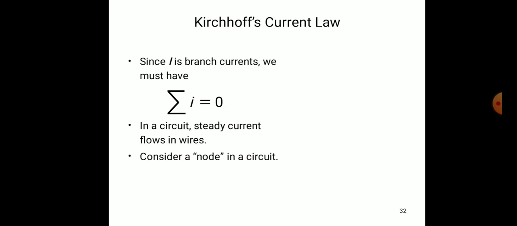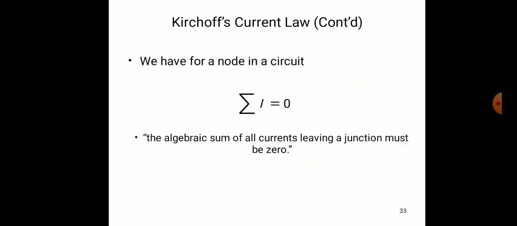In circuit study, current flows in wires. Consider a node in a circuit with I1, I2, I3. You can see I1 leaving, I2 leaving, I3 leaving. So what is the meaning? I1 plus I2 plus I3 equals 0. For a node in a circuit, the algebraic sum of all currents leaving a junction must be 0.